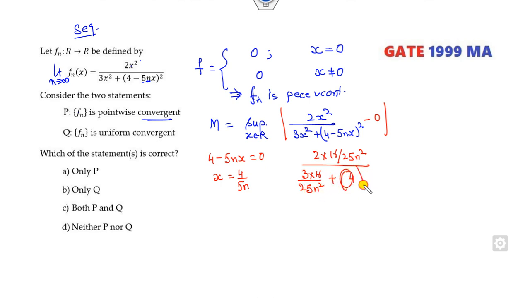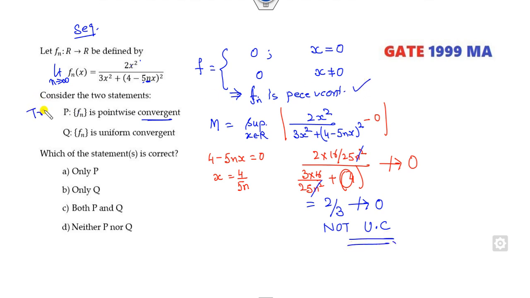This will not be 0. Clearly n square will be cancelled out, and the rest is a constant. It goes to 2 over 3, which is not 0. So what is the meaning of that? It is not uniformly convergent, but it is pointwise convergent. So this is my correct statement, this is my false statement. So only P is the right answer.